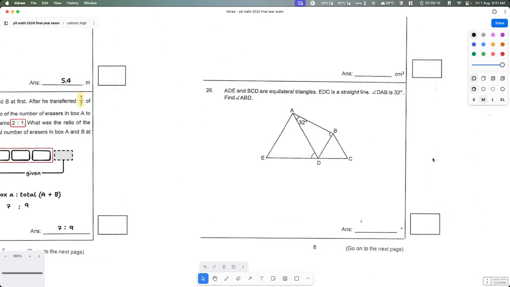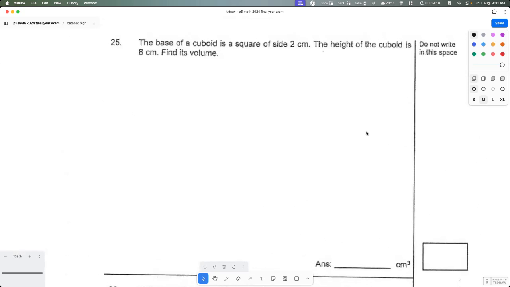Okay, question number 25. The base of the cuboid is a square of side 2 centimeters. The height of the cuboid is 8 centimeters. Find its volume. Okay, so I'm going to quickly draw this. So it's simple like this. So the base of the cuboid at the bottom over here.